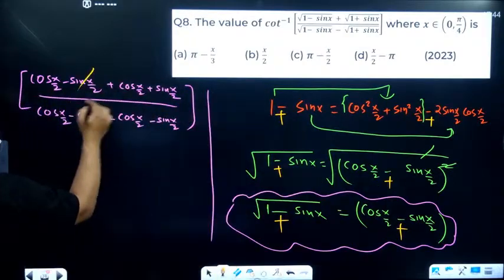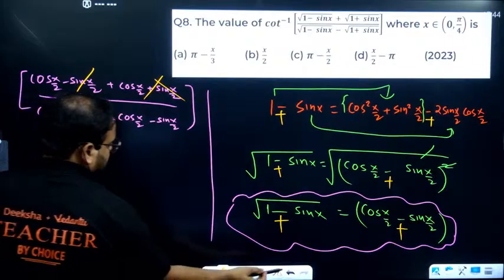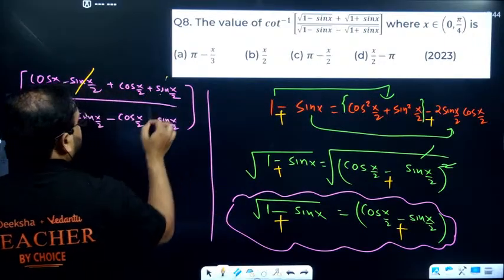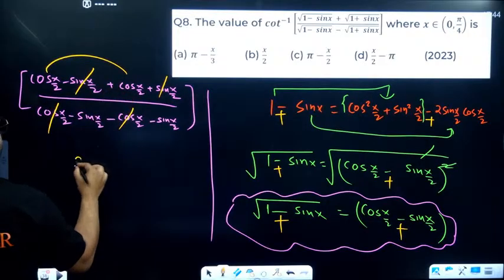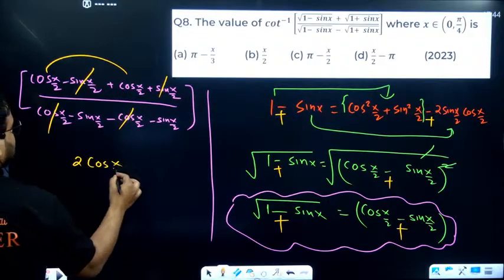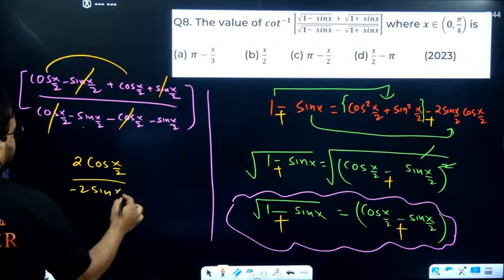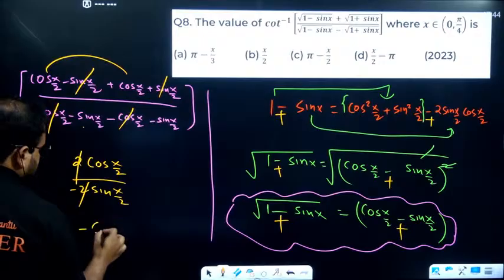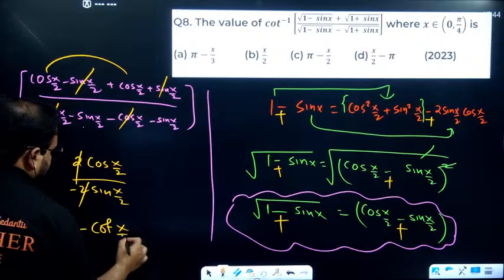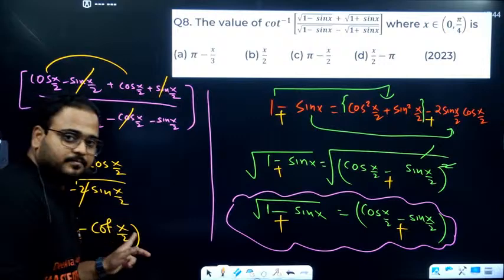So here the sine cancels, and here we have cos. Cos plus cos is 2 cos x by 2. This is minus 2 sin x by 2. 2 and 2 cancel. So I'm getting over here minus cot x by 2. Correct now? Cos by sin is cot. So minus cot x by 2.